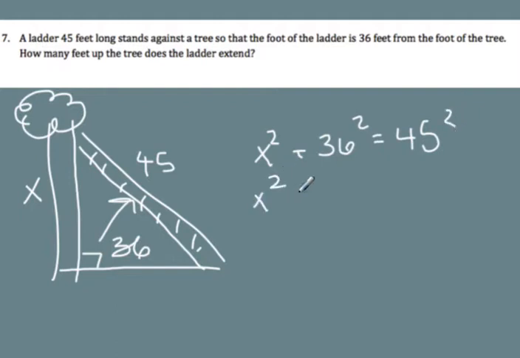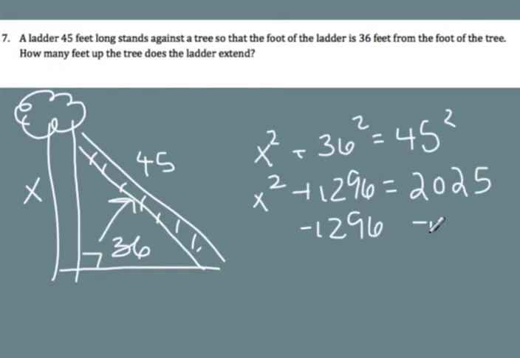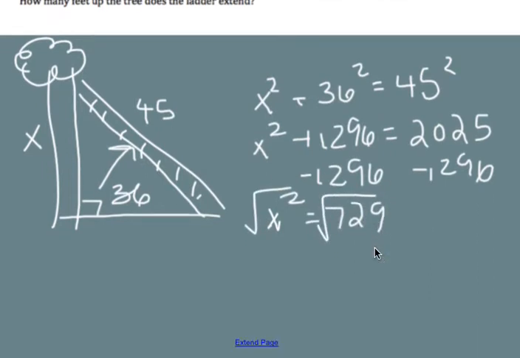So then I get x squared plus 1,296 is equal to 2,025. Then I'm going to subtract 1,296 from both sides. And when I do that, I end up getting 729. So now I'm going to take the square root of both sides. So when I do that, I'm going to get the square root of 729.